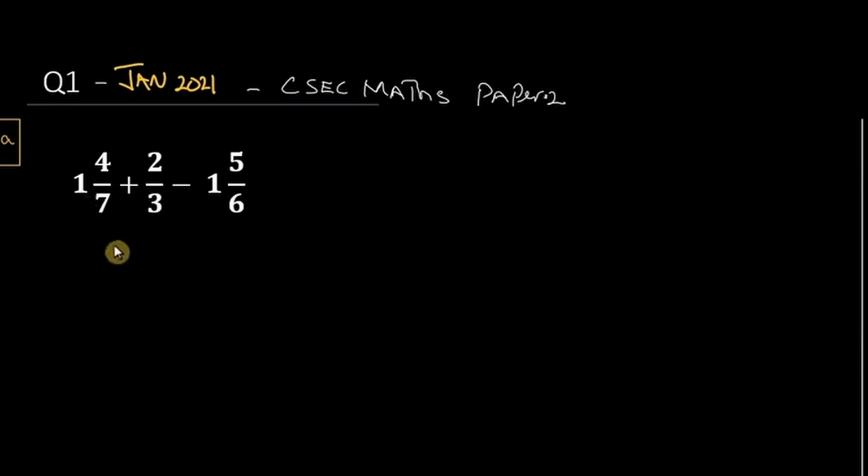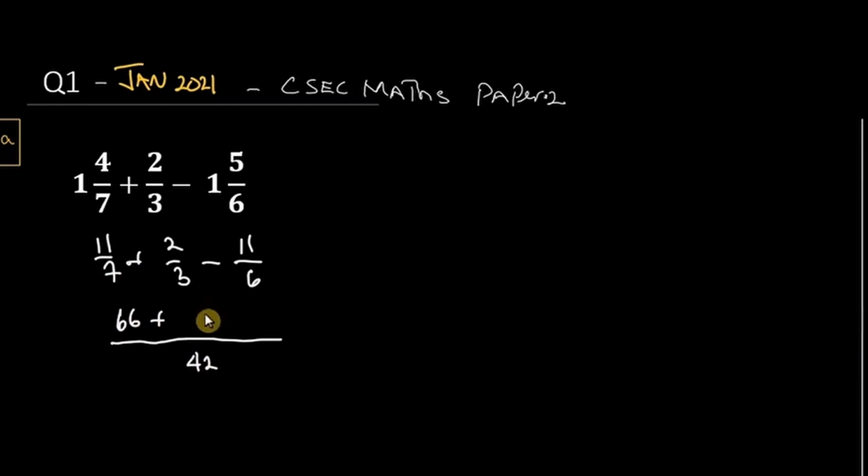So we'll first convert to improper fractions. So that's 11 over 7 plus 2 over 3 minus 11 over 6. So we simplify further. The LCM would be 42. So we'd have 66 plus 28 minus 77, and this works out to be 17 over 42.